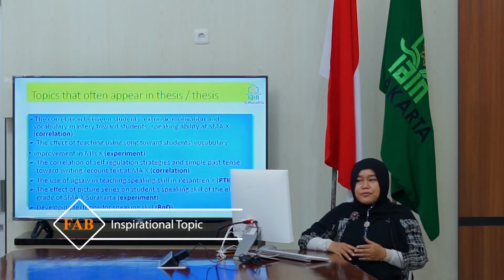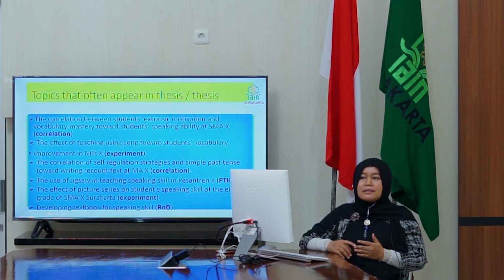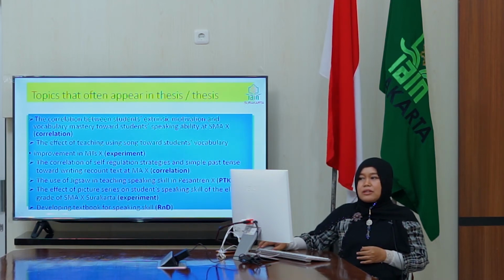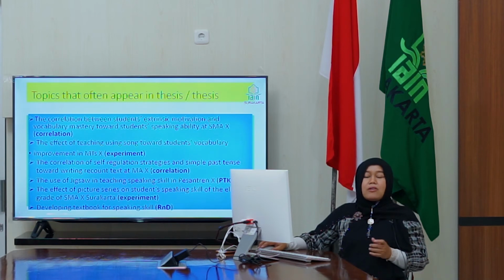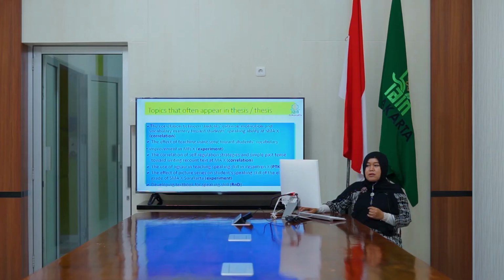And then, as we know, topics that often appear in theses: the first one is the correlation between student extrinsic motivation and vocabulary mastery towards student speaking ability at SMA or senior high school. This is a correlation. And then the effect of teaching using songs toward students' vocabulary improvement in MTS X. This is an experiment. Another example, the correlation of self-regulation strategies and simple past tense toward writing recount text at SMA or at MA X. This is a correlation.